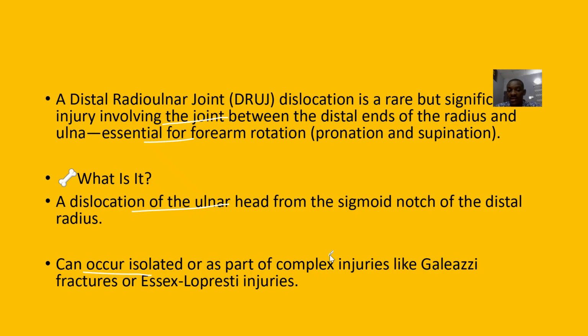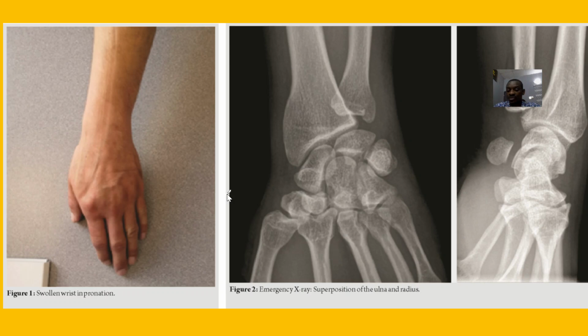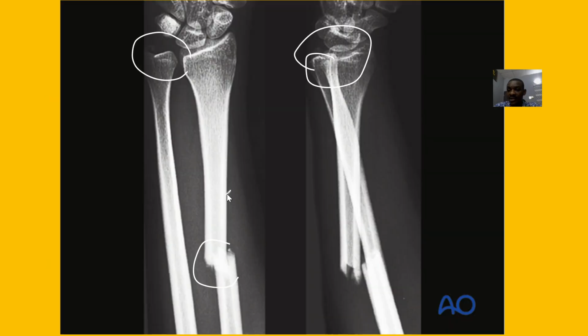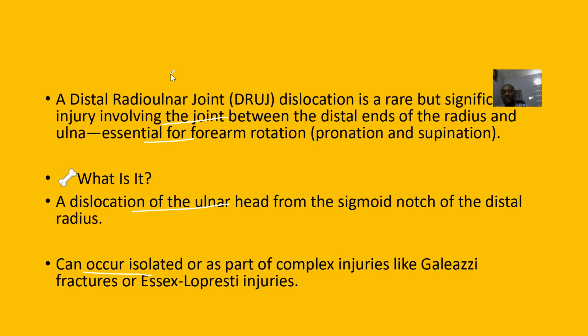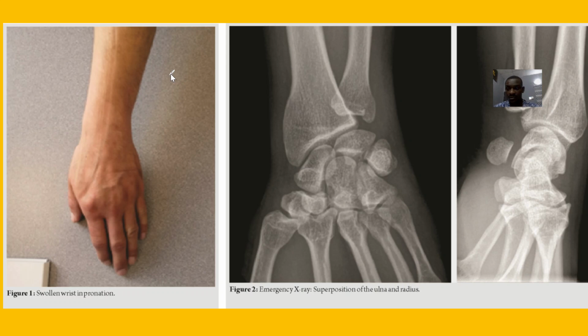It could be what? Essex-Lopresti injuries. This one, there's kind of like what? A tear in the interosseous membrane that is in between the ulna and radius bone. Okay, so you can see it, just a dislocation of the distal radioulnar joint.